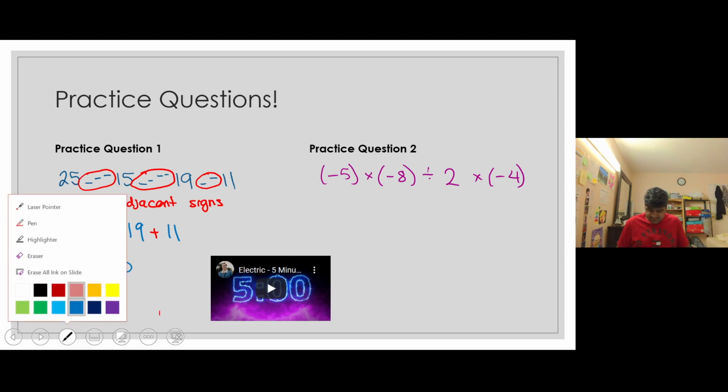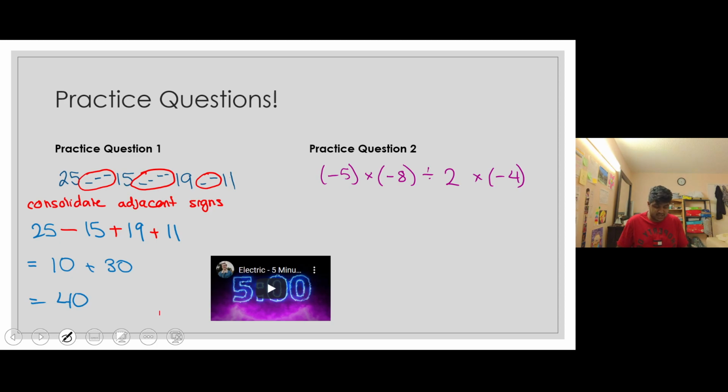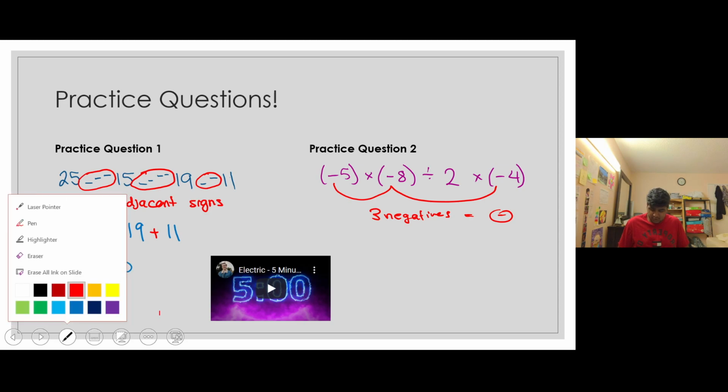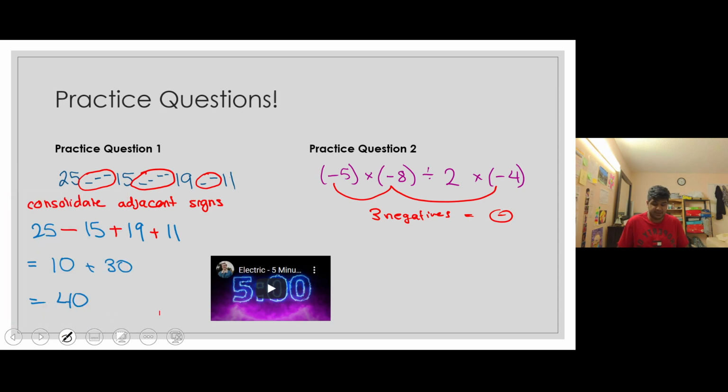Now, like I said, in this case, you don't have to actually worry about the adjacent signs. Just worry about all the signs. So we have negative, negative, negative, and 3 negatives give us a negative overall at the end of the day. Now, simply rewrite the question as if there was no negative sign to begin with, right? So we have 5 times 8 divide by 2 times 4. Of course, one can evaluate this mentally, but we can use our relocation techniques.